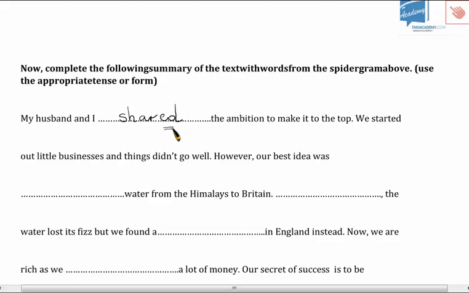I will use it in the simple past tense because the next verb we started is also in the simple past. So we started out little businesses and things didn't go well. However, our best idea was water from the Himalayas to Britain. You are going to bring water from the Himalayas to Britain, so you are going to import it. And the idea was importing water from the Himalayas to Britain. This water is a fizzy water, a gasified water. The water lost its fizz. So if a gasified water lost its fizz, it will be bad to taste. So this is for the bad luck, and I'm going to write here, unfortunately.